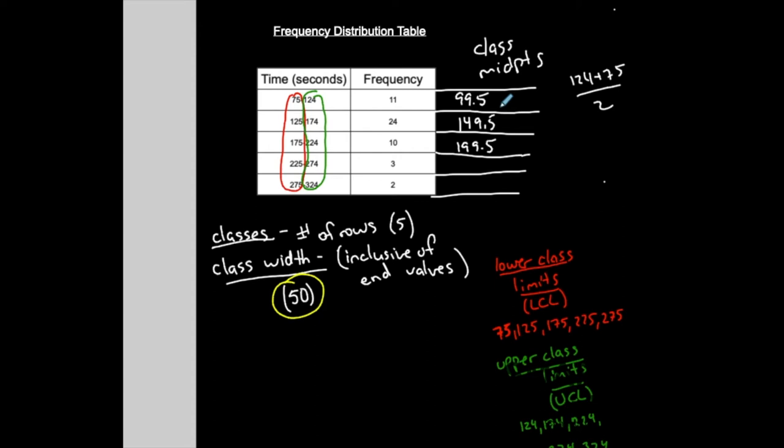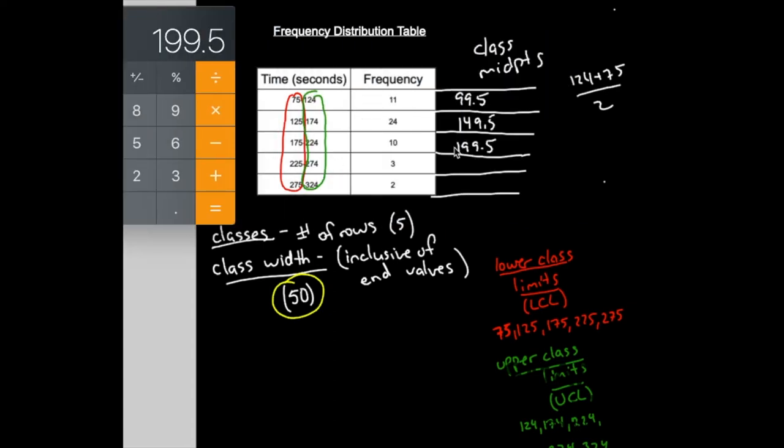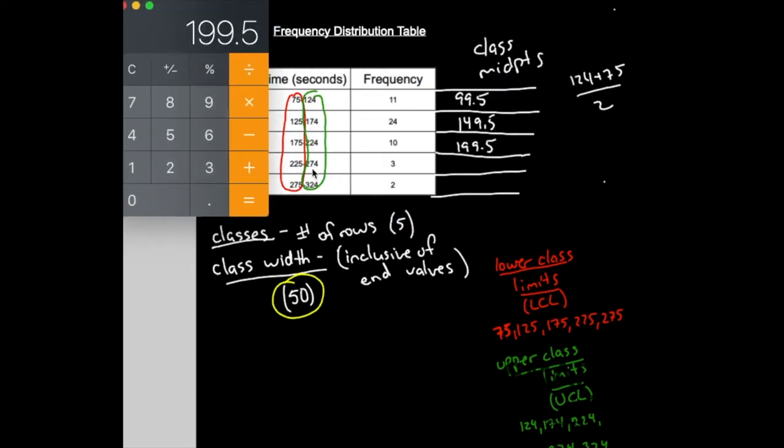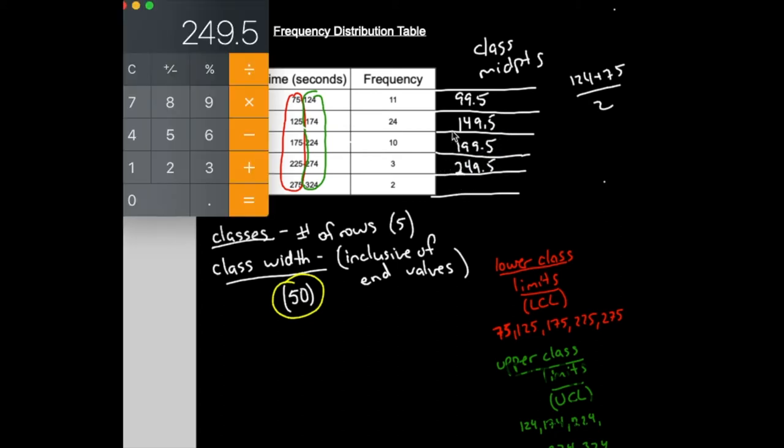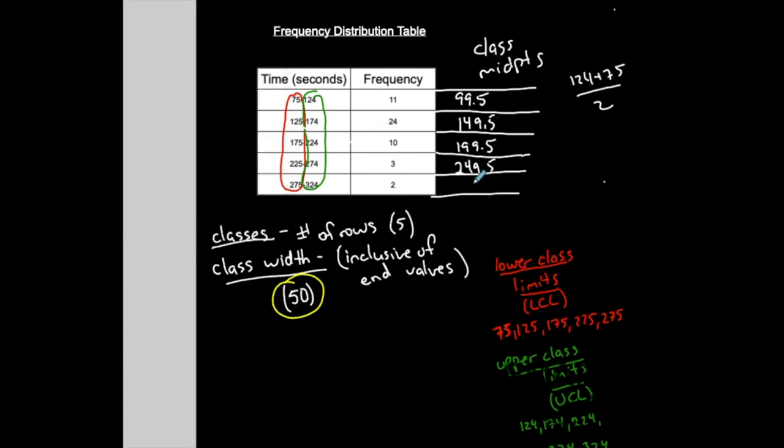Because the class width is 50, the difference between each of the class midpoints should also be the class width, which in this example is 50. So instead of going 274 plus 225 divided by 2, I could just take 199.5 and add to that the class width, 50, to get to the next class midpoint, 249.5. Add another class width, 50, to get to the next one, 299.5.